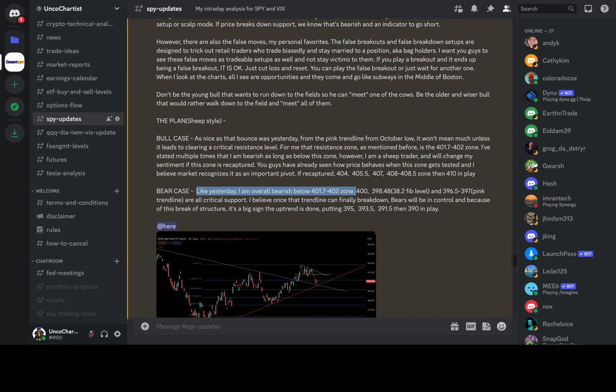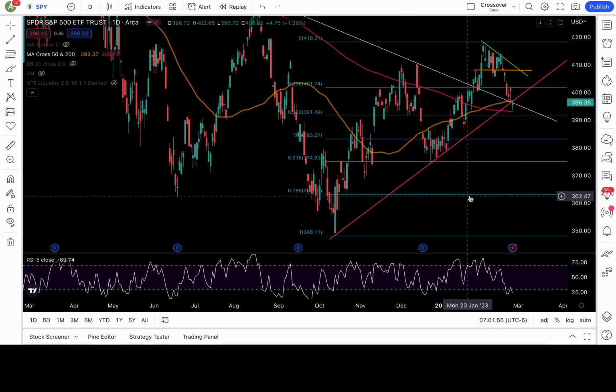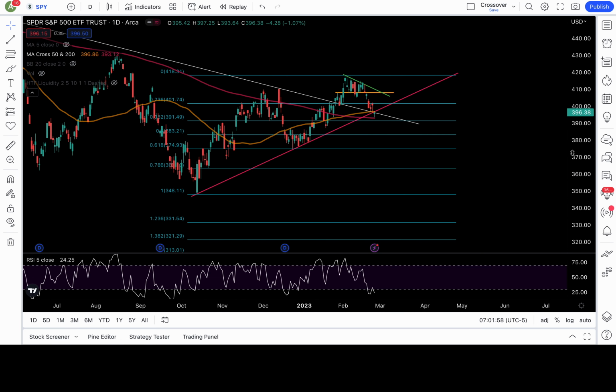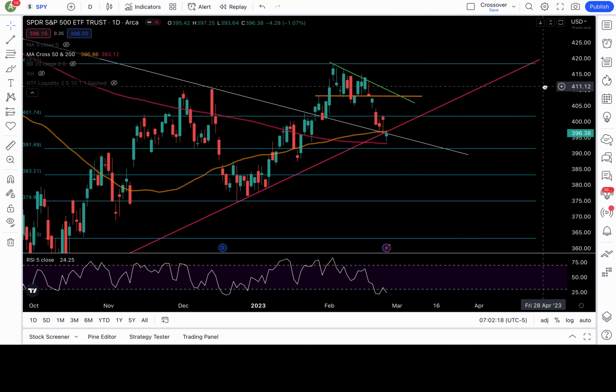The reason for that, we go on the daily chart. I got my Fibonacci level from the October low, 348.11, to the February high, 418.31. The 23.6 retracement level is at 401.74. I give it a zone, 401.7 to 402, because a lot of the time these numbers are not pinpoint accurate, so I like to give it a zone.